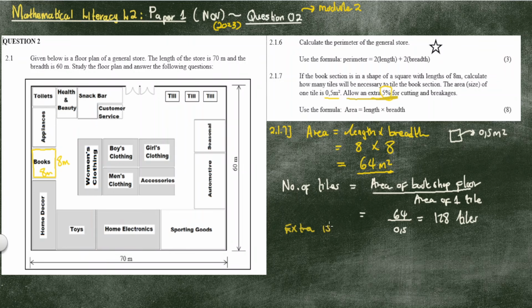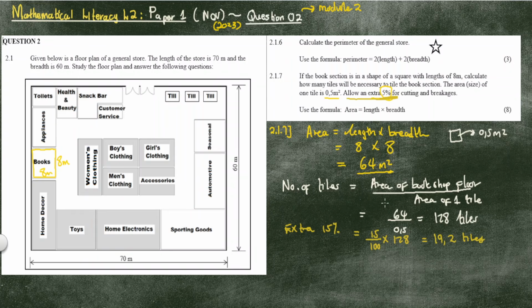Extra tiles, we're going to say 15% of the total tiles. So the 5% is calculated on the total number of tiles. What is 15 over 100 times 128? Times 128, I'm getting 19.2 tiles.